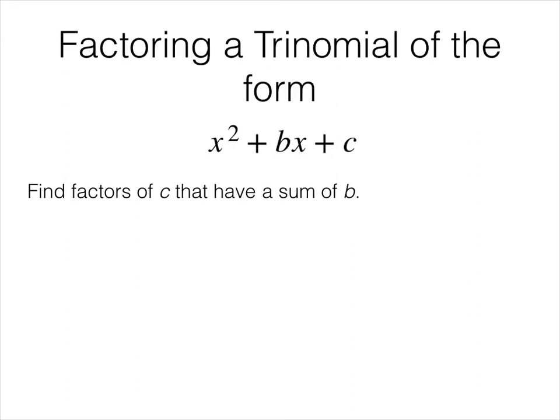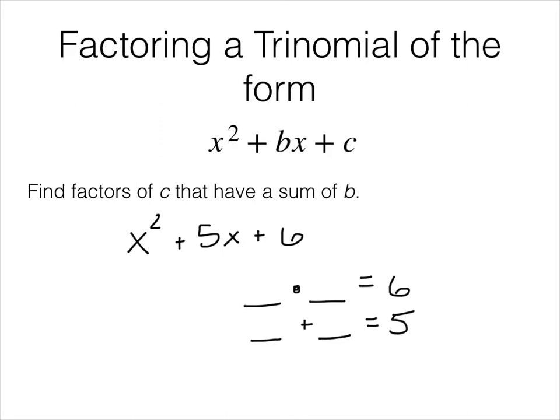So let's look at just one quick example. Factors of c, so factors of 6 that have a sum of 5. Can you think of factors of 6 that have a sum of 5? 2 and 3. 2 plus 3 is 5, 2 times 3 is 6.